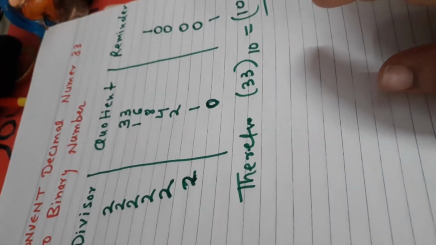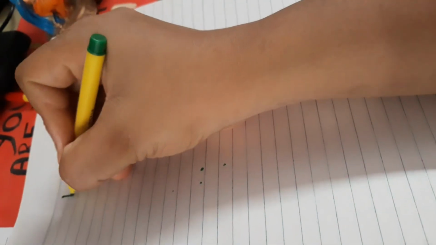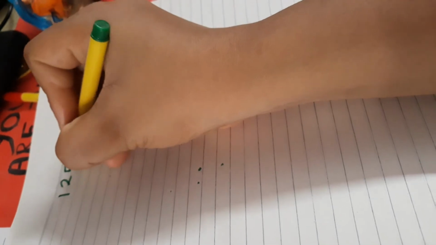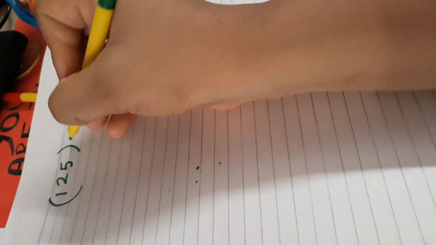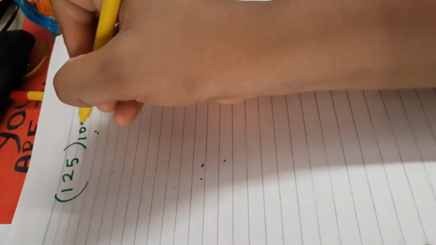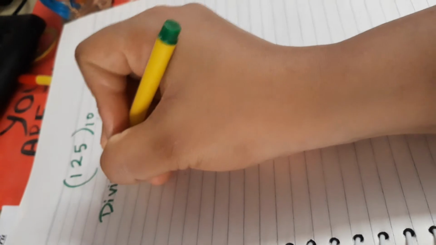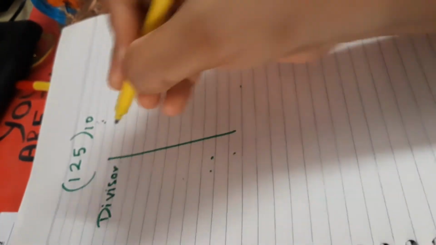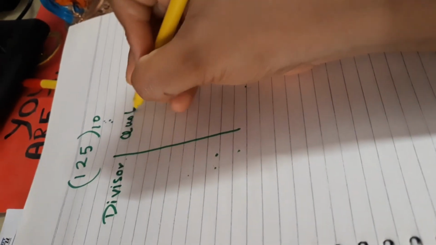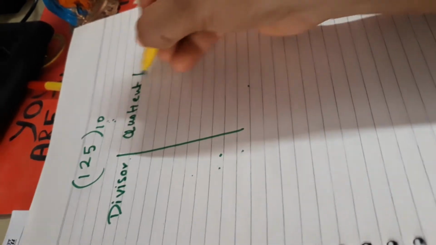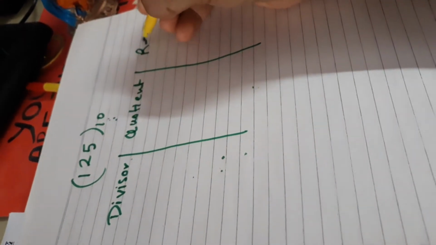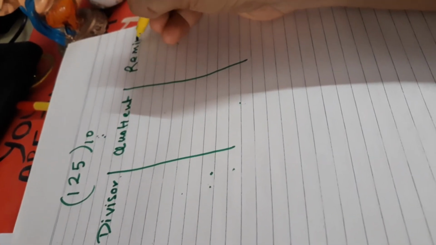Again we will try to do one more equation. Let's say 125. This is the decimal number. We have to convert this number into binary. So how will we do it? We will write divisor, quotient and remainder.